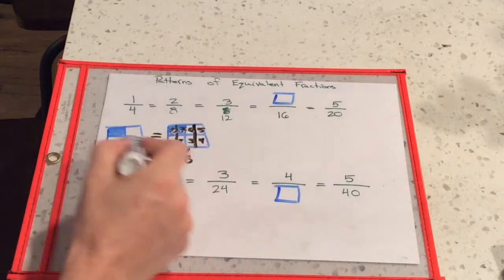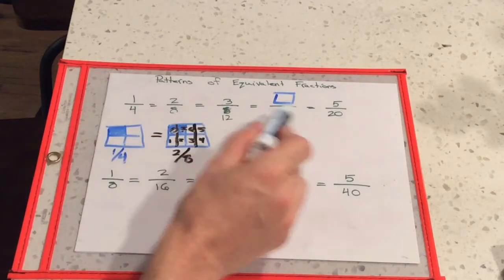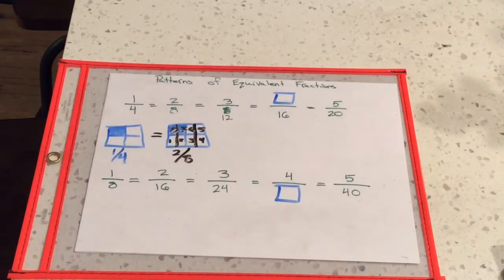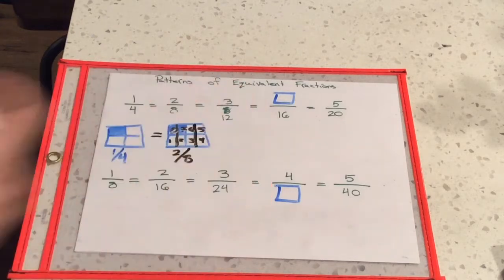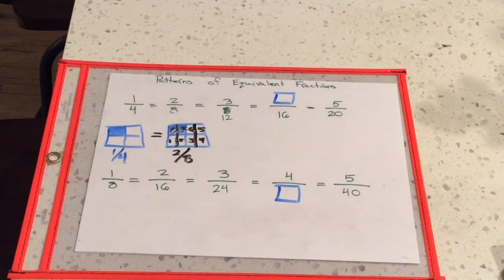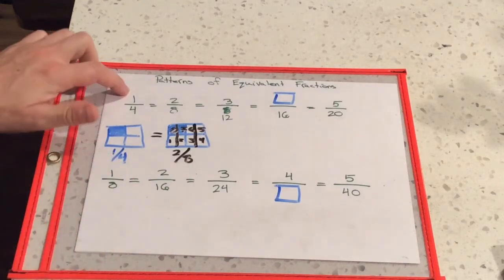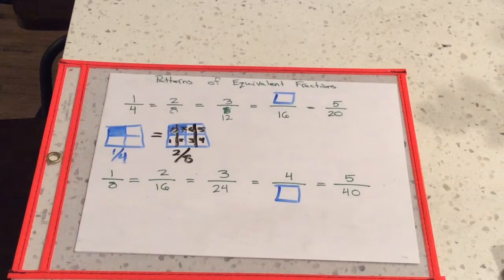So yes, the denominator is getting larger. Yes, we are splitting it into more pieces. However, we're also noticing that our numerator is increasing in size. So now I want to show you how you can identify patterns in equivalent fractions. And we want to see what we notice that is true about the numerator and the denominator.